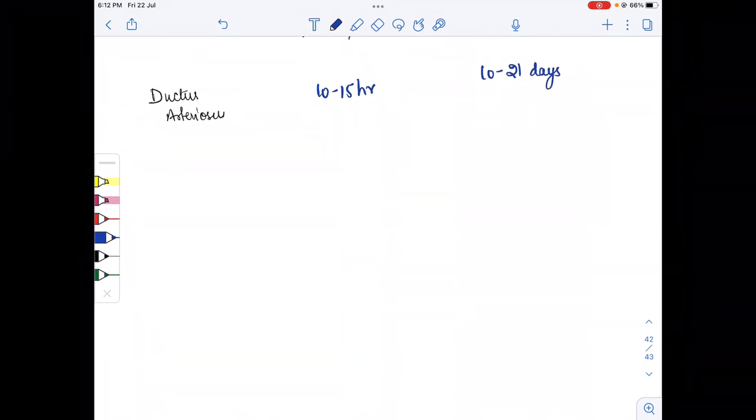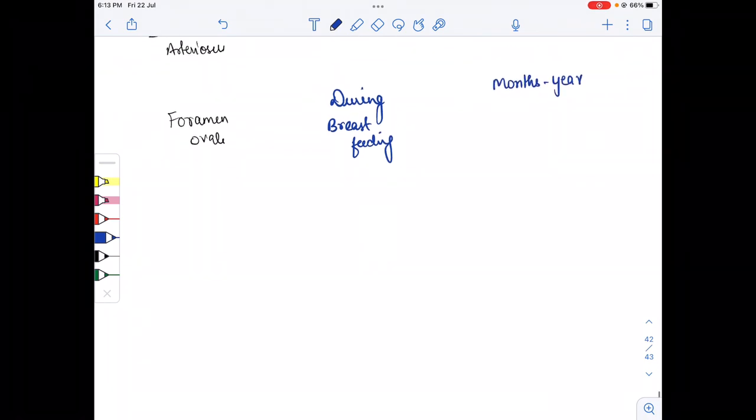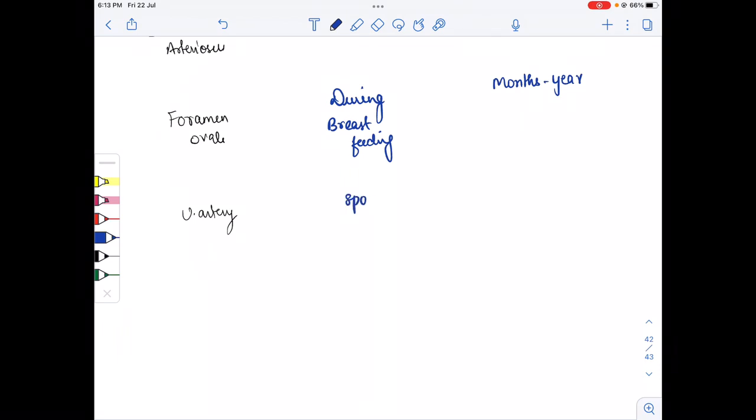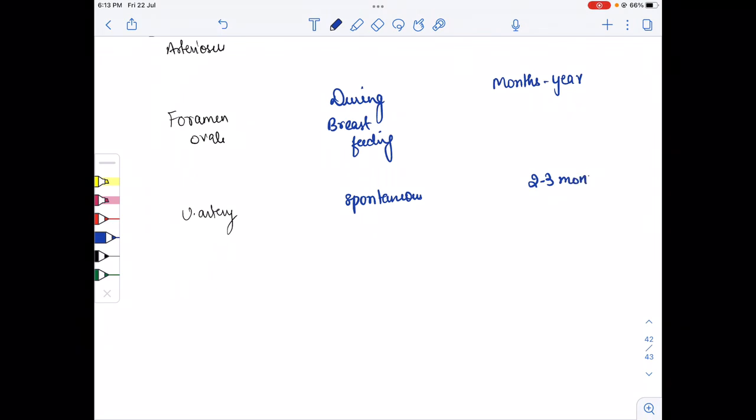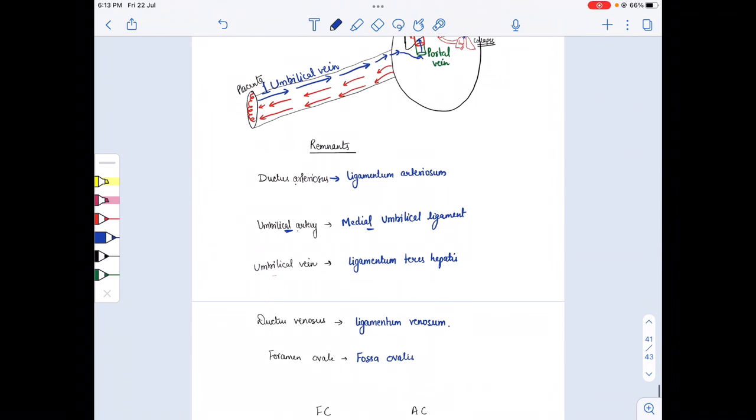Now the next one is the foramen ovale. Foramen ovale functional closure is during breastfeeding, and the anatomical closure is in months or in years. The other one is the umbilical artery. The umbilical artery is going to close spontaneously, functional closure will be there, while after 2 to 3 months there is the anatomical closure. So this is the functional and anatomical closure.